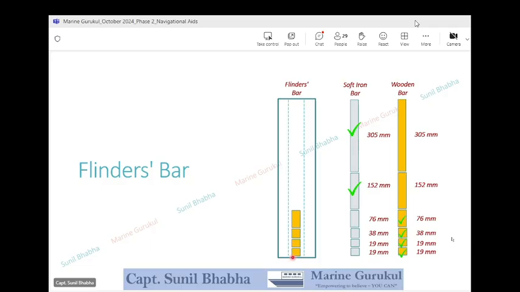So let us put these pieces here. You see all these four pieces coming here: 19 mm, 19 mm, 38 mm and 76 mm. All these four pieces coming here. These are the wooden bar pieces.